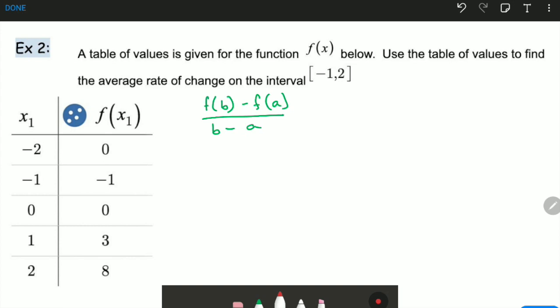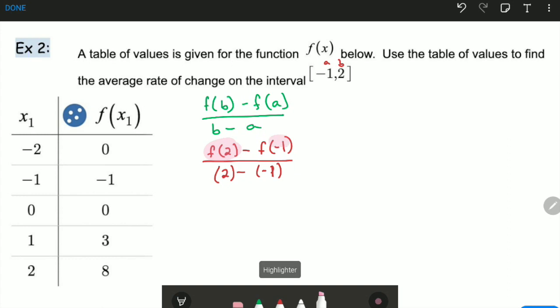So my x values this time are -1 and 2, with a and then b. So f of 2 minus f of -1 over 2 minus -1. So there is the initial setup. And as far as finding the y values like we did for previous examples, we can look at the chart beside us. So f of 2 is on our chart.